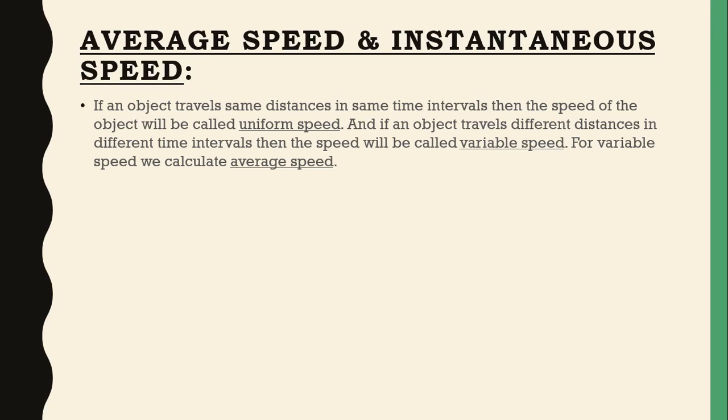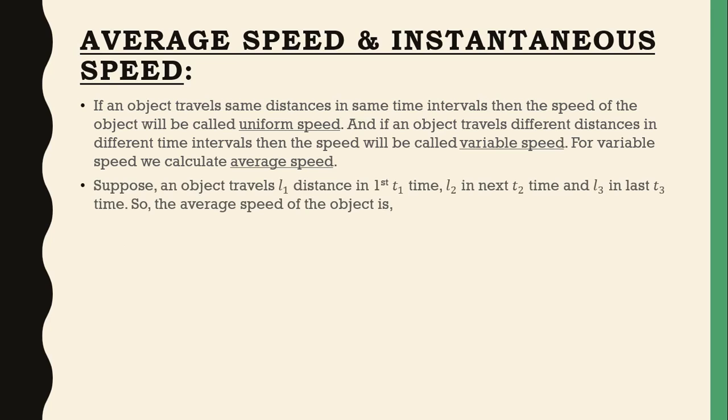Again, if an object travels different distances in different time intervals, then the speed is called variable speed or non-uniform speed. Like, an object travels 20 meter in 2 seconds, then 50 meter in 3 seconds, then 10 meter in 4 seconds. Here we can say that the speed of the object is variable. For variable speed we calculate average speed. Now the method of calculating average speed.